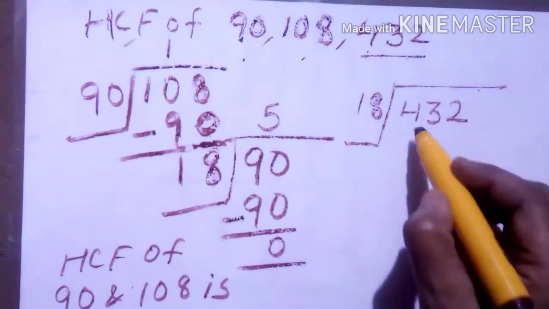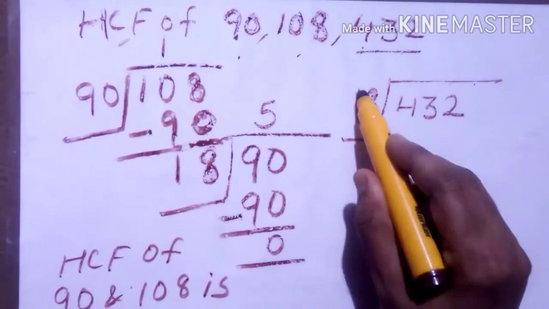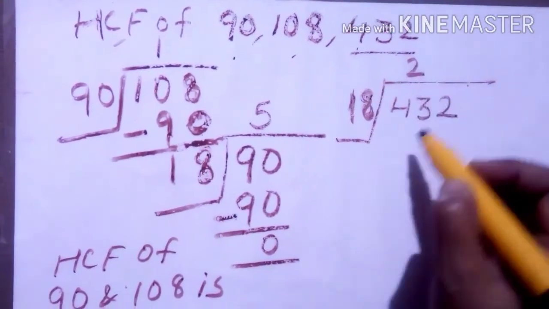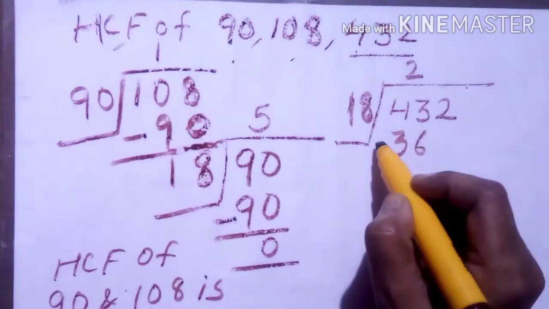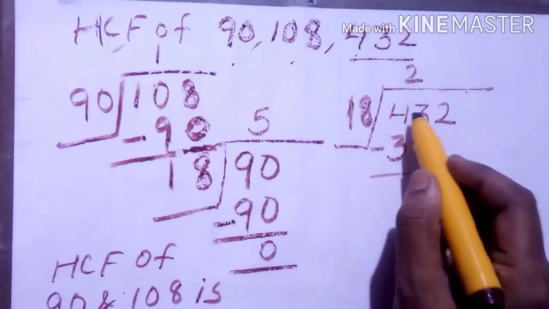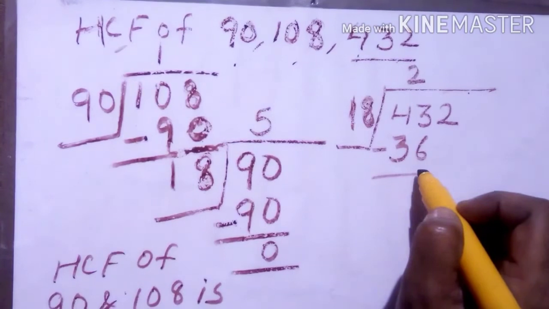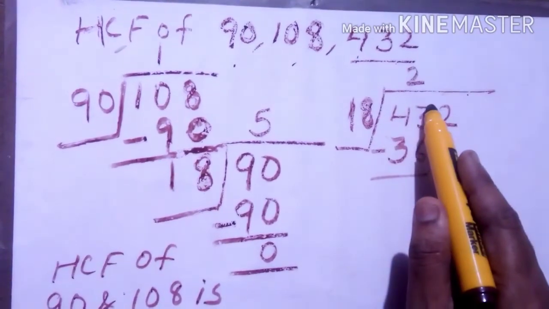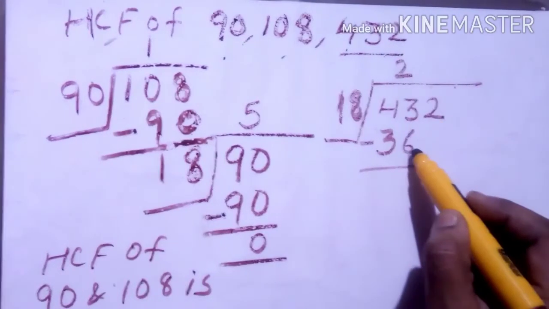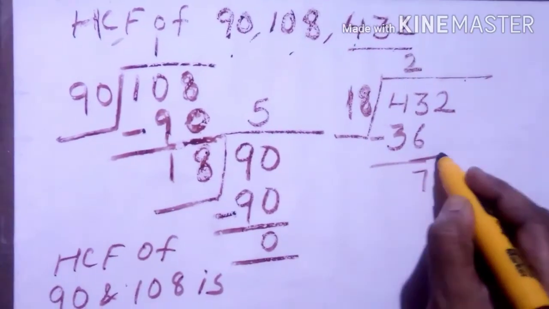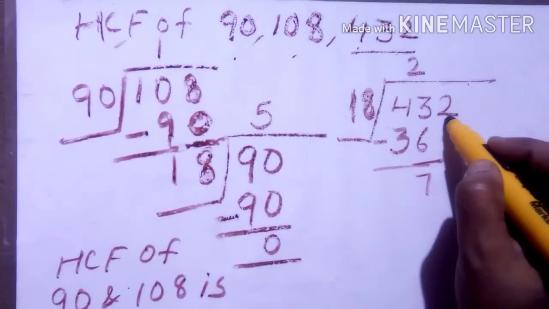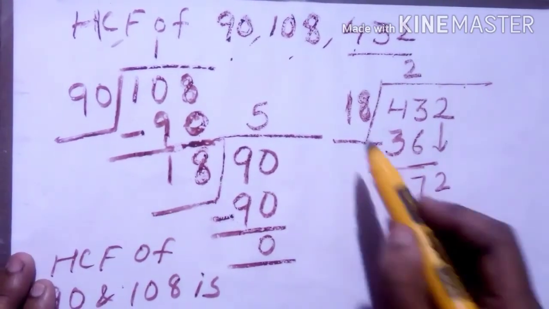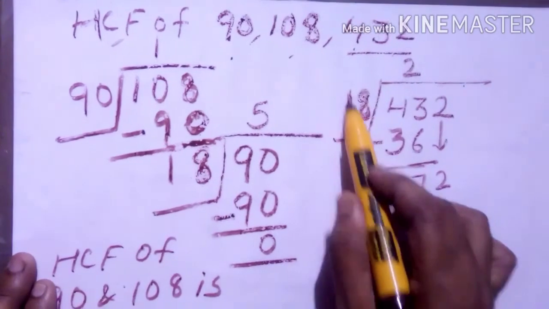So let us see. 43. How many times does 18 go into 43? 18 2 times is 36. Now subtract 43 minus 36. You have to carry 1 from 4. You get 13 here. 13 minus 6 is 7. And now bring this 2 down. You get 72.